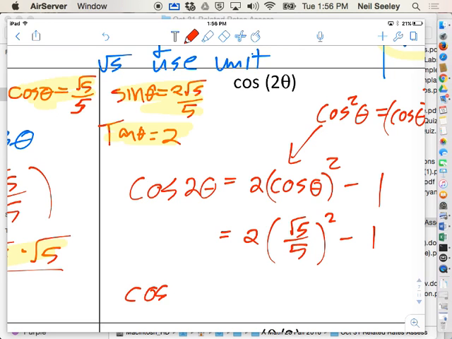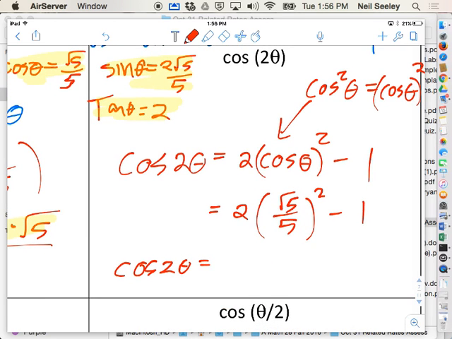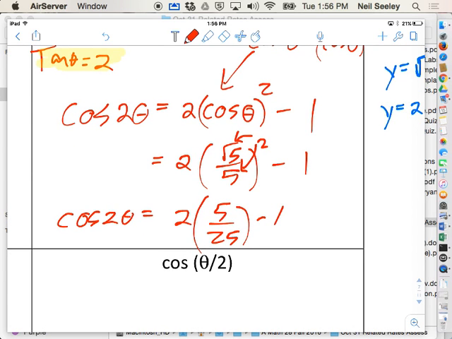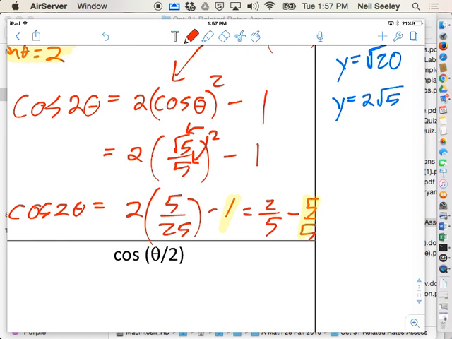So we get cosine of 2 theta, whatever theta is. We know it's 63 degrees, roughly. Square root of 5 gets squared, and so does the 5. So that makes 5 over 25. Right? And 5 over 25 is 1/5. So I get 2/5. And I subtract 1 from it, but I'm going to use 5/5. And that's important. So if you're wondering where this 1 went, it's now 5/5. And that makes negative 3/5. Weird. Negative 3/5.